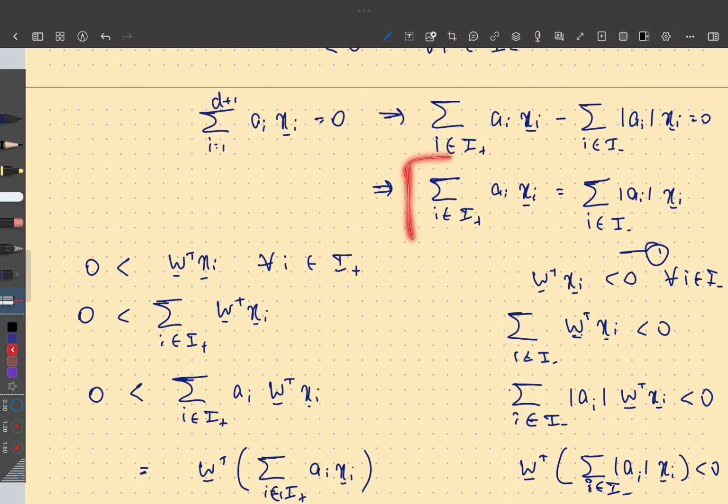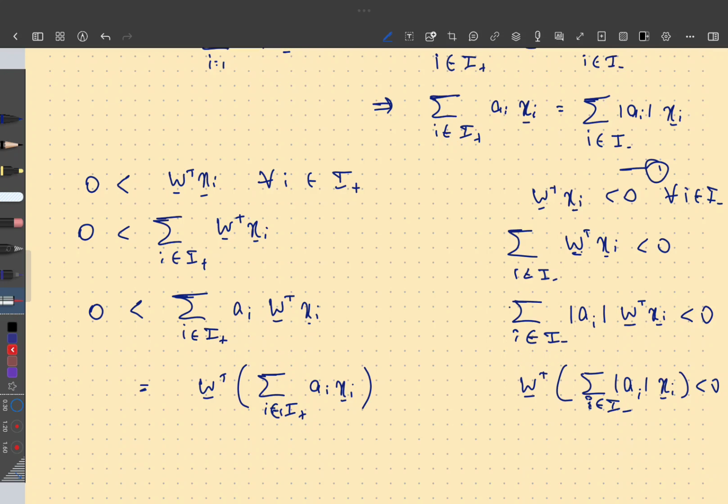First, it's showing that because of the linear dependence and the way we've chosen a1 through a_{d+1}, the summation of all a_i x_i for i in I plus should be equal to the summation over all mod a_i x_i for i in I minus. Is this okay? It's just a restatement of this fact. I'm just playing with them. That's number one.